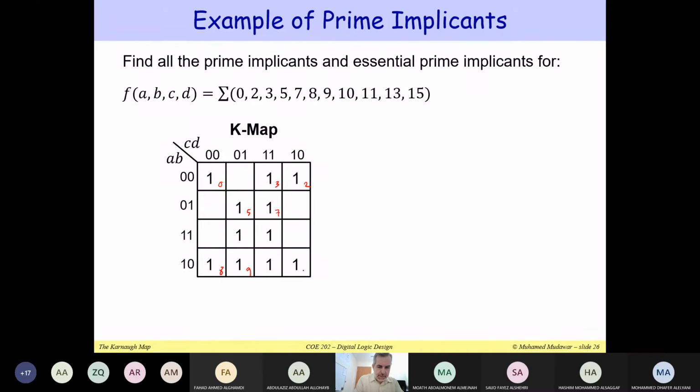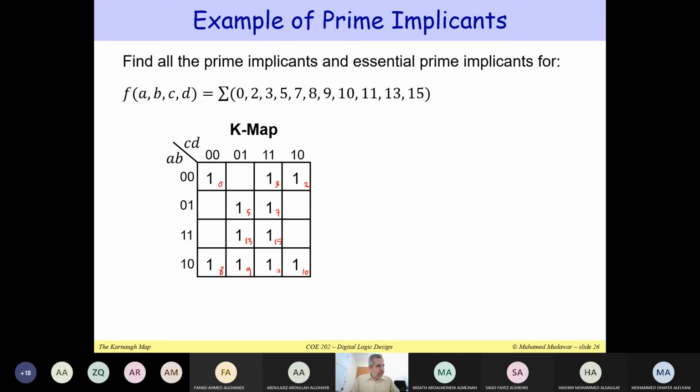This is 9. This is 10. This is 11. And then we have 13 and 15. Okay, so you should remember the locations of these squares in the Karnaugh map. This is very important. Fine. So once we have filled the Karnaugh map with the ones of the function, you don't really have to show the zeros. It's enough to show the ones because the other empty squares must be the zeros.